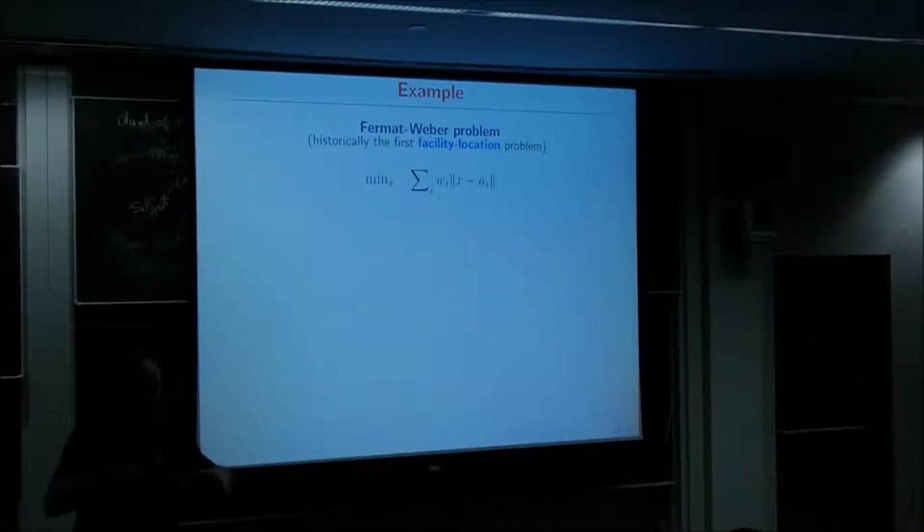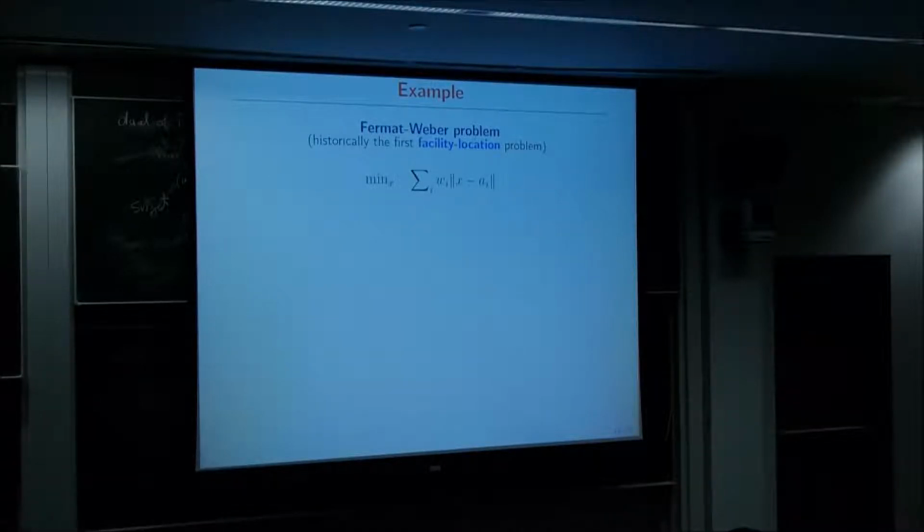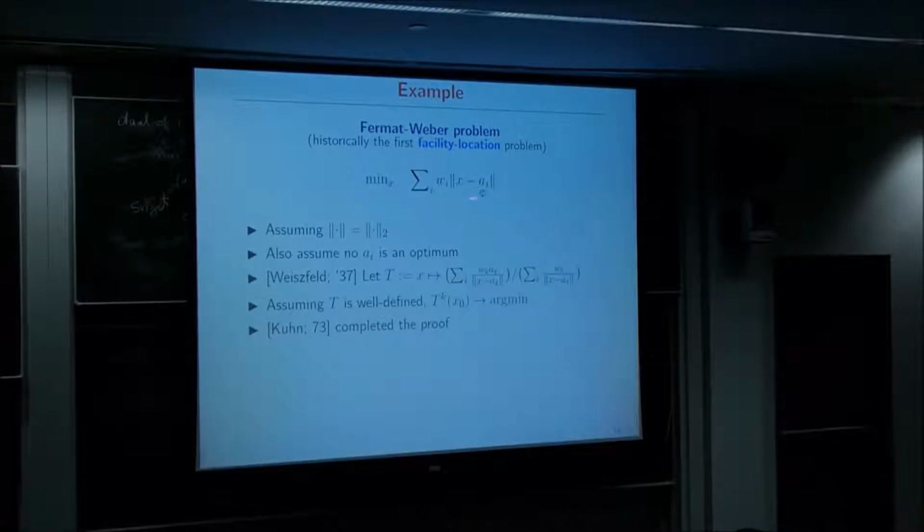That time they were just looking at maybe 3D or 2D, such problems on the plane. And you could solve some of these by compass and ruler if you are good at geometry. But you can look at it actually in general even in infinite dimensional spaces. So we look at only this simplified version today. Assume that the norm in there is the Euclidean norm. Assume also that none of the a_i is an optimum.